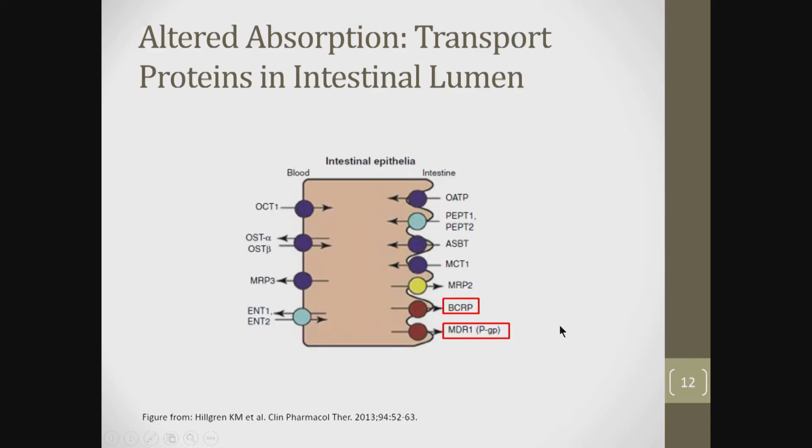And when we block the efflux transport, we can see less efflux of drug back into the gut and hence increased drug levels in the blood. Same too, we could block uptake transporters such as OATP here, which would result in increased drug back into the gut and lower levels of drug in the blood.